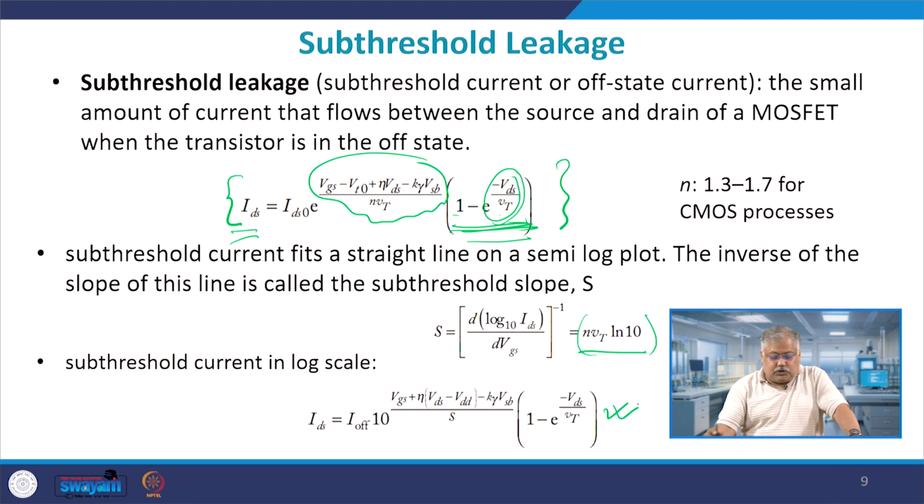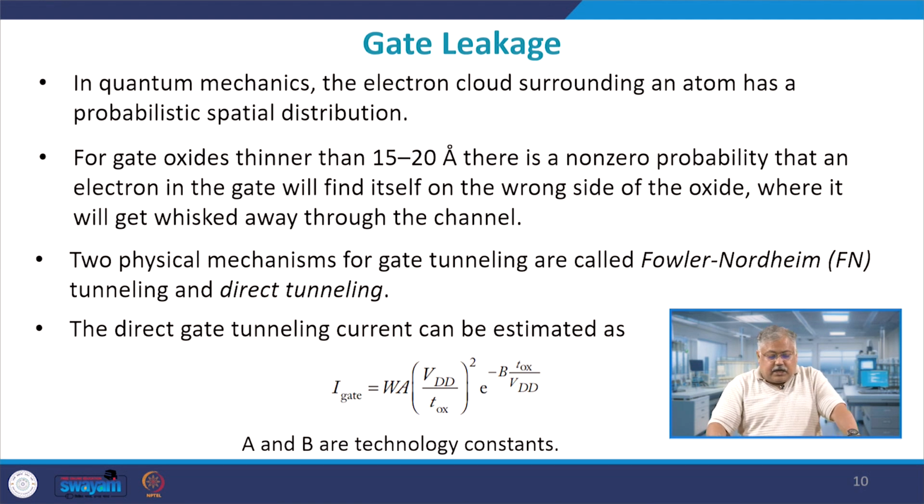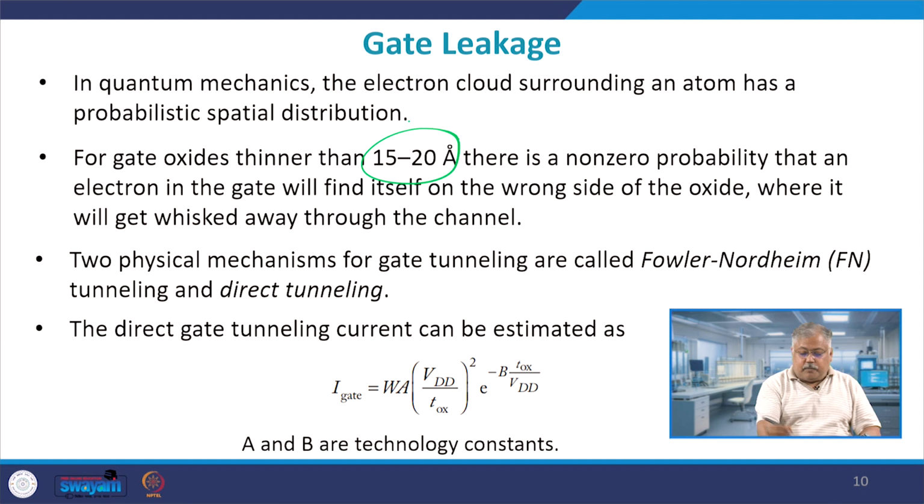And similarly, in subthreshold current you get this log scale slope current. Let me come to the gate leakage current. As I discussed with you, when the oxide thicknesses are very small, of the order of 15 to 20 angstrom approximately, there will be some tunneling phenomena taking place from the gate towards the channel side, and when it reaches the channel it will be drawn by the drain voltage, and this is known as the gate leakage current.